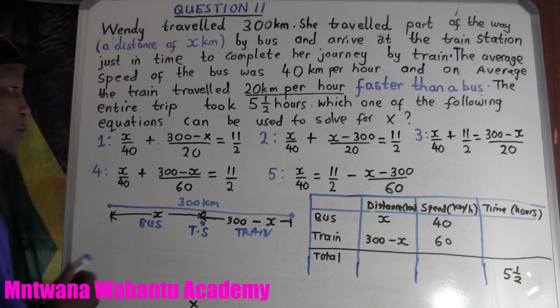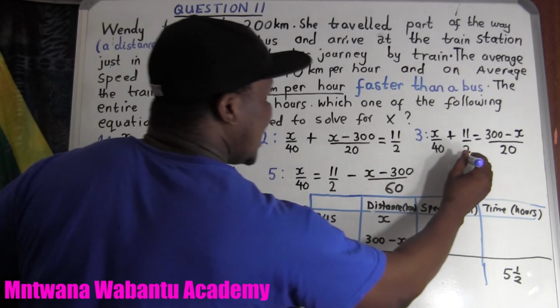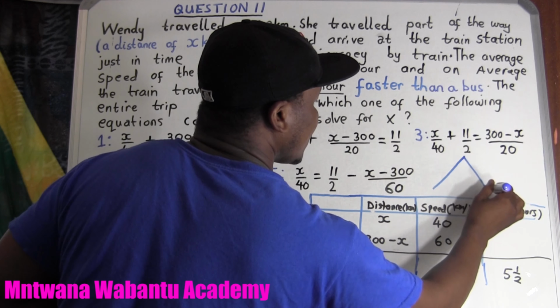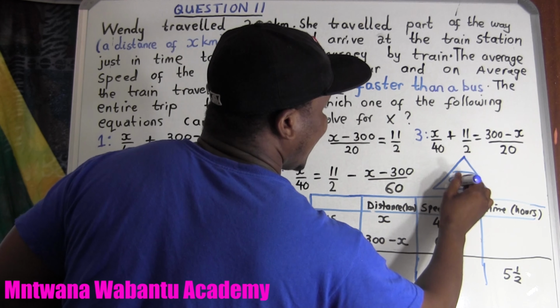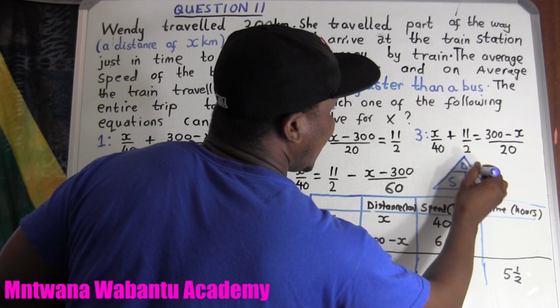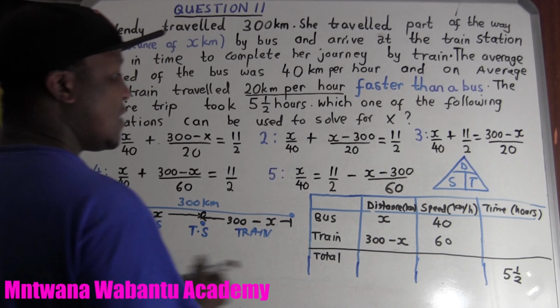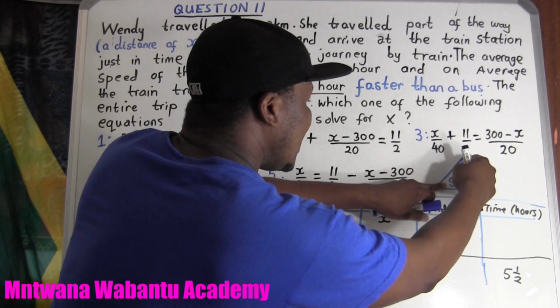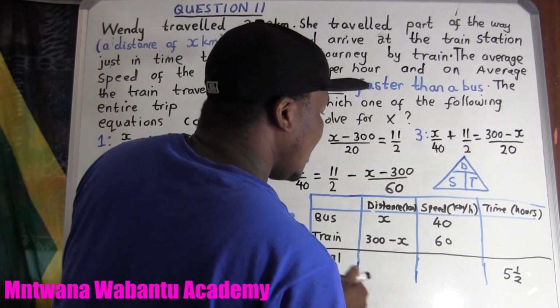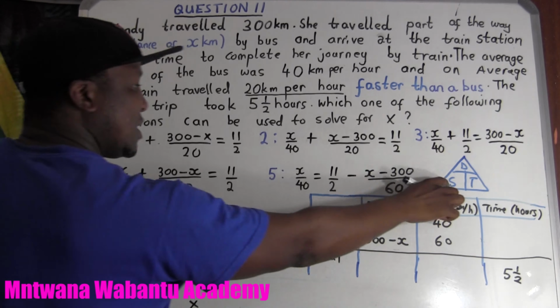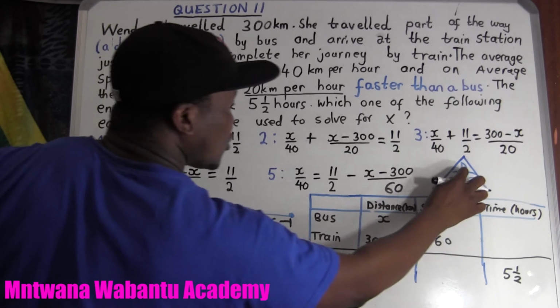So we have a little formula that we use all the time. We use this small triangle. And then here say S, here D, and here T. If I want to get speed, speed is equal to distance over time.